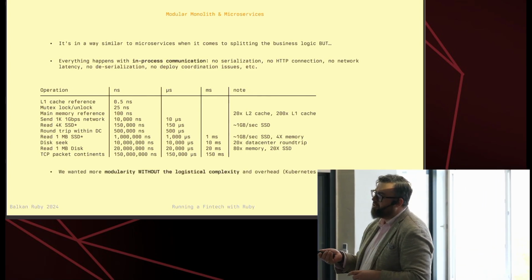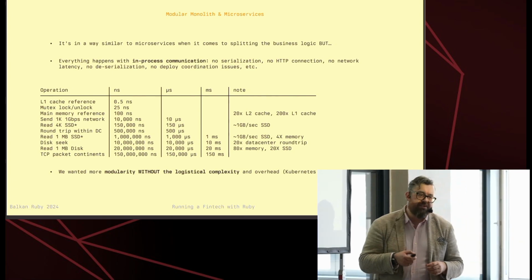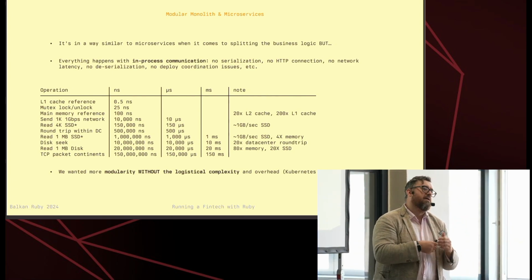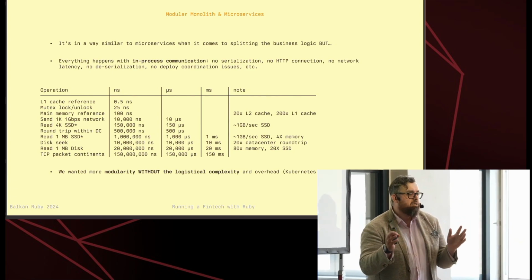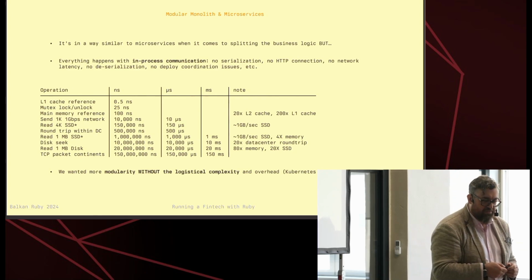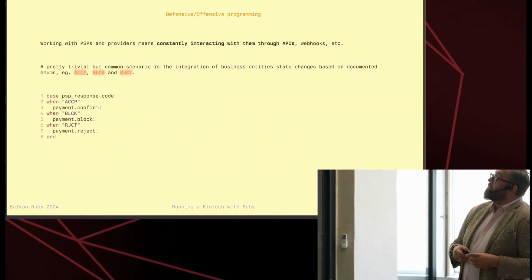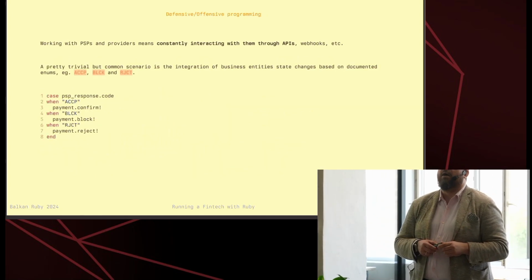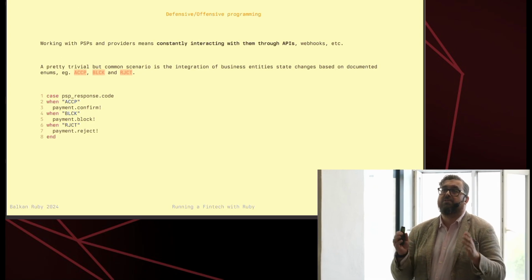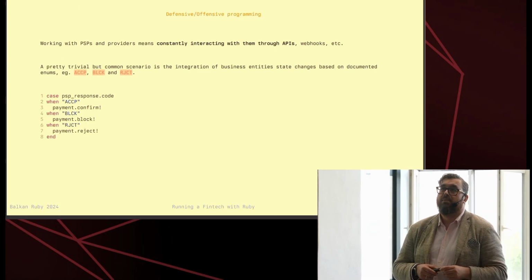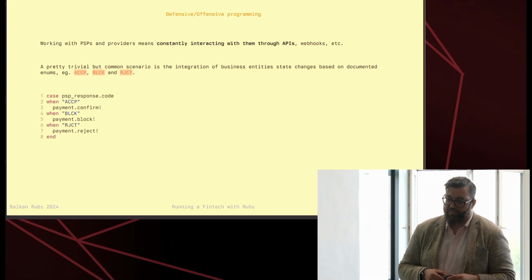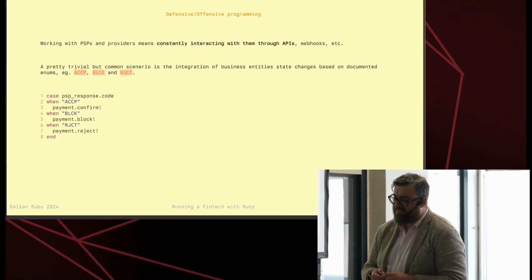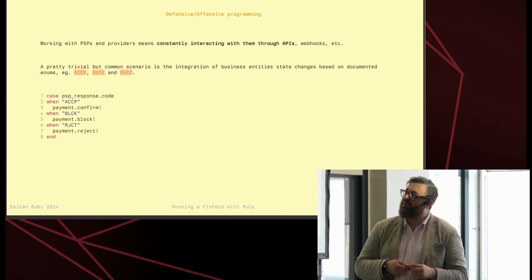So we wanted modularity, but without the logistical complexity of deploying Kubernetes and all this stuff that is so fashionable these days. So that was our main approach. Okay, we're just going to build a modular monolith, and we were happy with that. And as the tales say, they lived happily ever after.